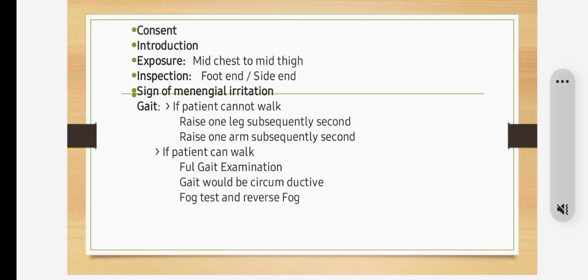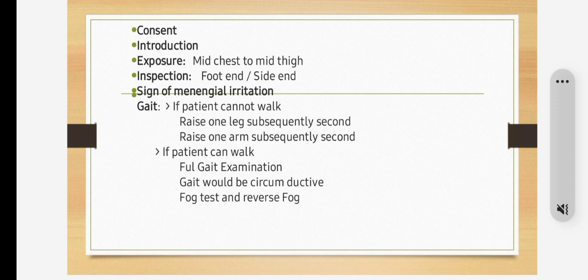Do signs of meningeal irritation, as your command is motor system examination. Talk to the patient to check his orientation and memory, then ask for gait. If the patient cannot walk, tell him to raise one leg, then the second leg, subsequently one arm, then the second arm. It will give you a bit of a clue of the affected limbs. But if the patient can walk, then do the whole gait examination.